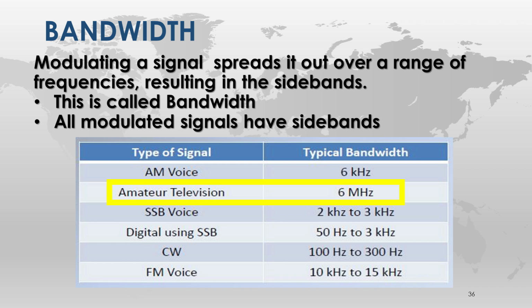Yeah, amateur television is 6 megahertz, so it's boxed in with yellow. That means it's a possible test question. Single sideband voice is 2 to 3 kilohertz, so 2 to 3 kilohertz over here. CW is the smallest, remember? 100 to 300 hertz. That's just a narrow little tiny beam.